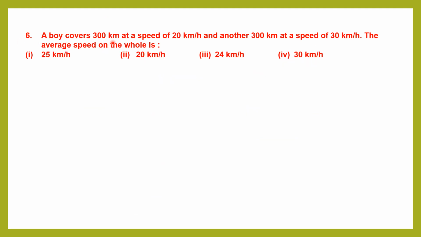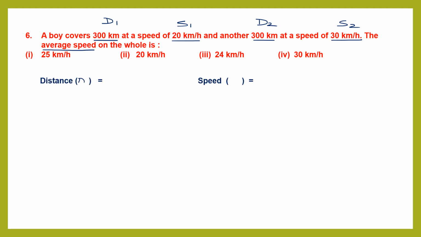Question 6. A boy covers 300 kilometers at a speed of 20 kilometers per hour and another 300 kilometers at a speed of 30 kilometers per hour. So as you can see, there are two distances. So this will be distance 1 and this will be the speed 1. Then here we have distance 2 and here we have speed 2. Now what are we asked to find? The average speed.